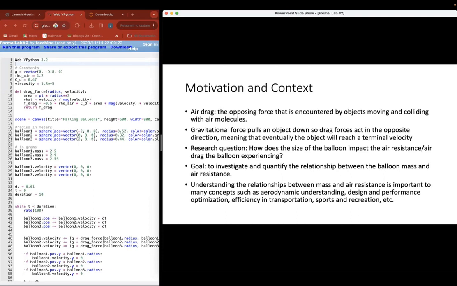However, since our balloons weighed relatively the same, we decided to focus on the surface area, or size, of the balloon instead. So our research question was, how does the size of the balloon impact the air resistance or drag the balloon is experiencing? We focused on quantifying the relationship between the balloon size and air resistance, and noticed that as the surface area increased, the balloon reached a terminal velocity that was lower. Understanding these relationships is important to concepts such as aerodynamics, as well as safety and performance optimization.